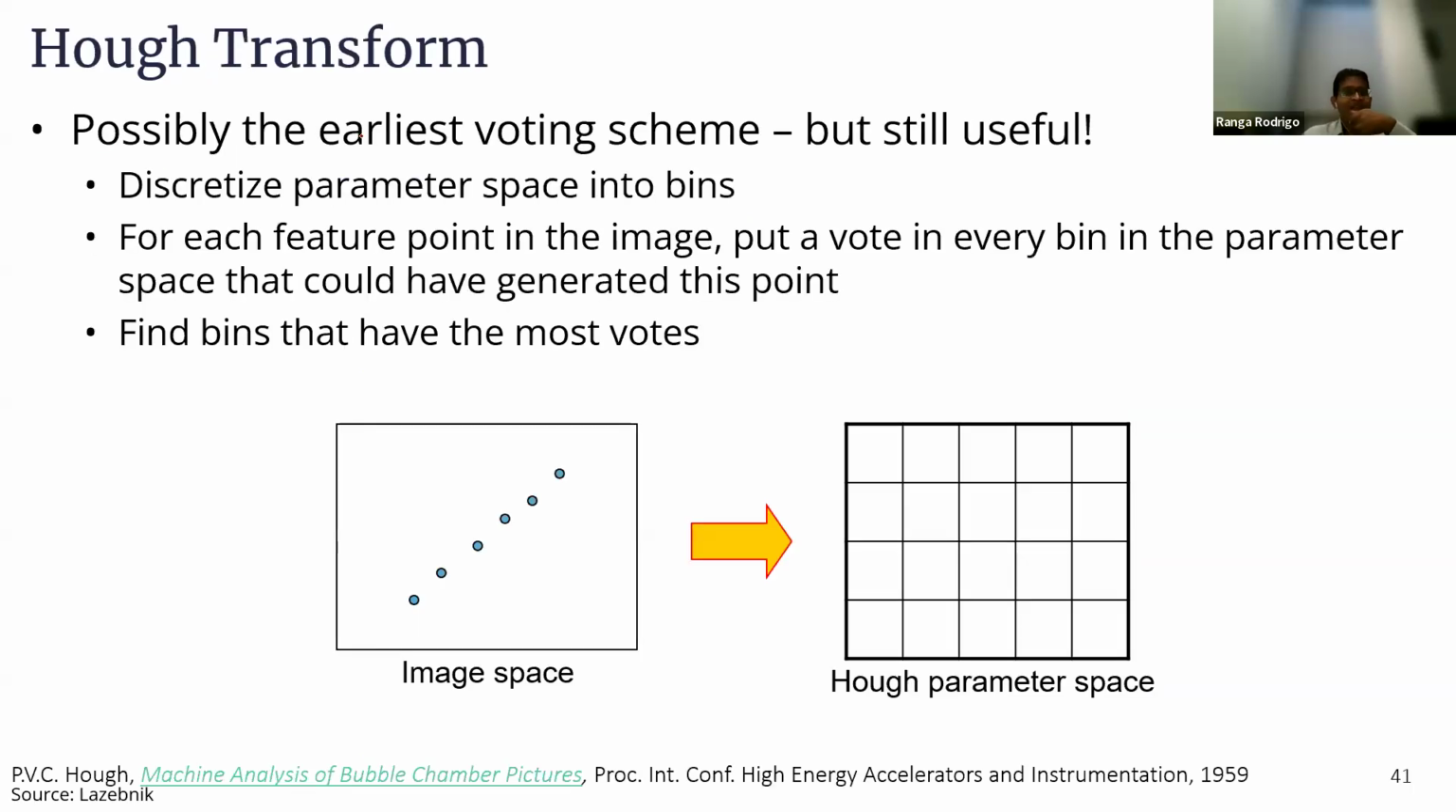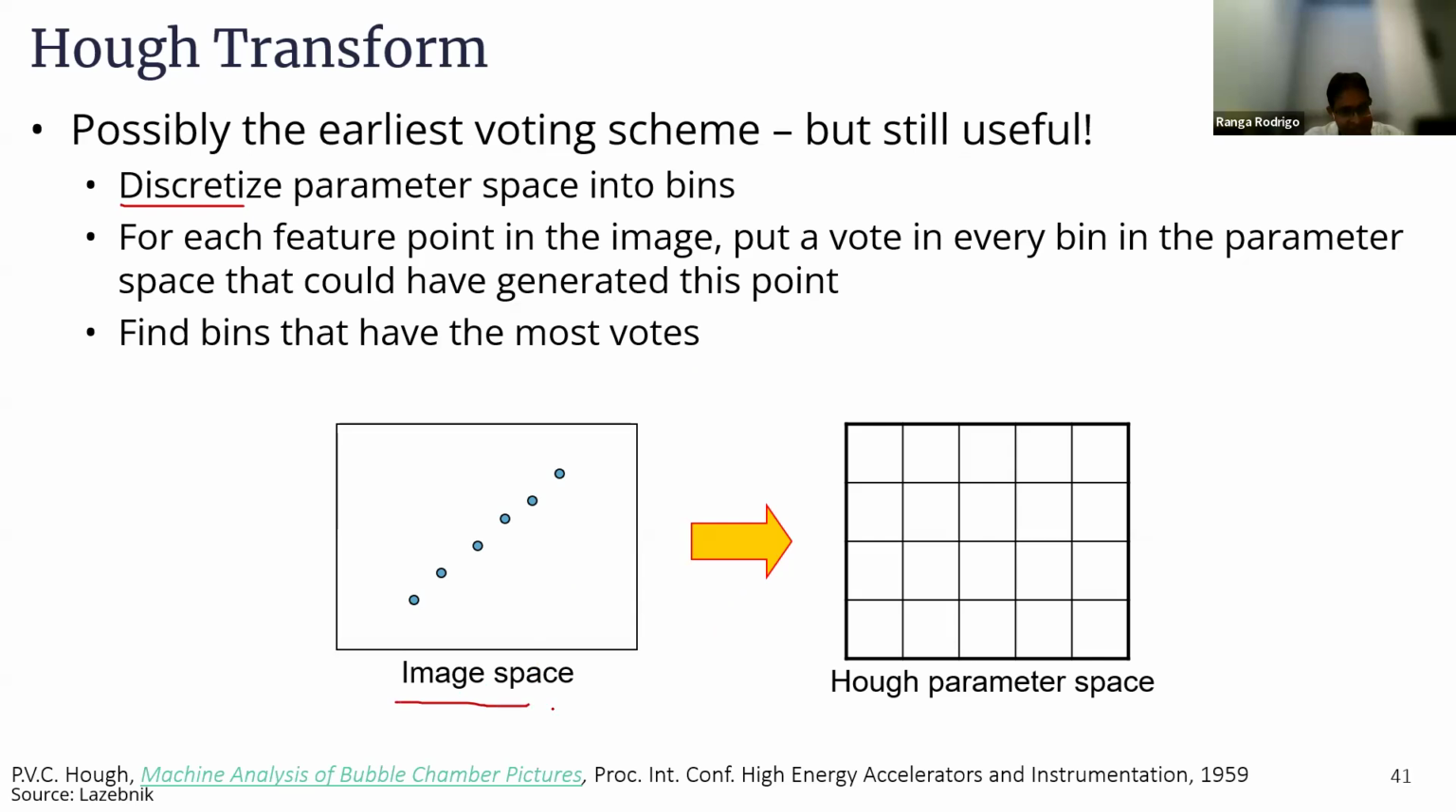This is possibly the earliest voting scheme, but still it is very useful. Describe the parameter space and discretize it into bins. For each feature point in the image, put a vote in every bin in the parameter space that could have generated that point. Then find the bins that have the most votes. Now you have to carefully understand how this works.